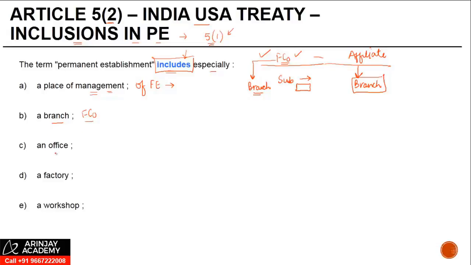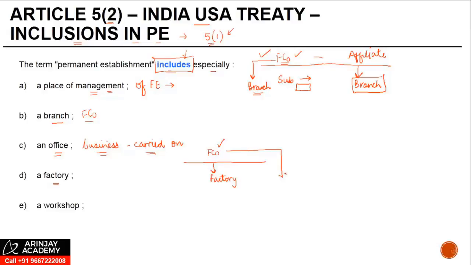An office. What kind of office? From where the business of the enterprise should be carried on. Just because you have a liaison office which is not carrying on any activity, it may not necessarily amount to a PE. A factory. Now, many times you will see that a foreign company may have a factory in India. In such a case, this factory will be considered as a PE of the foreign company.